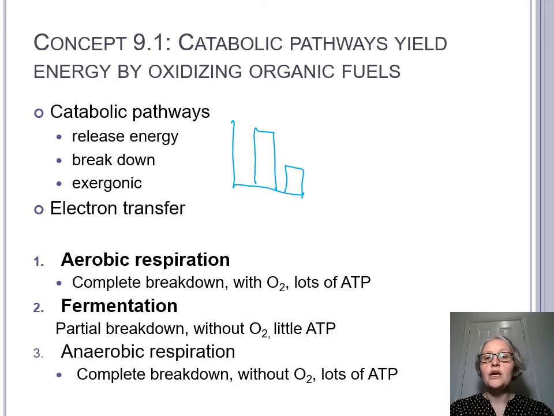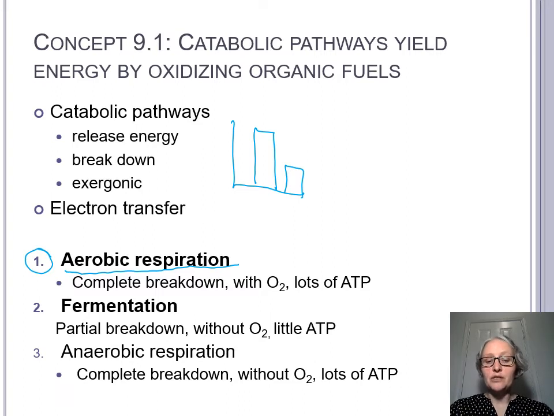There are 3 different catabolic pathways, so 3 different ways that we can take food and break it apart to release energy. The first one that we're going to talk about is called aerobic respiration. Aerobic respiration is when you take your organic molecule, your food, and completely break it down in the presence of oxygen, and this generates a lot of ATP. When I talk about cellular respiration throughout this chapter, I am specifically talking about aerobic cellular respiration.